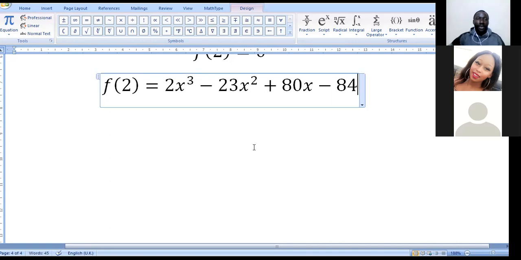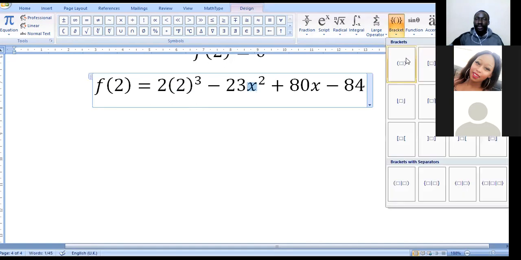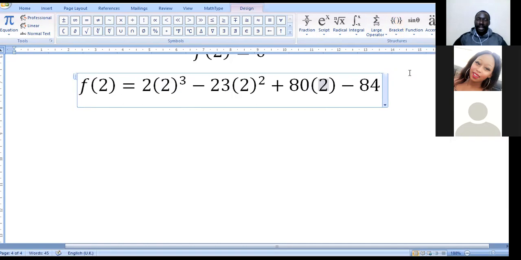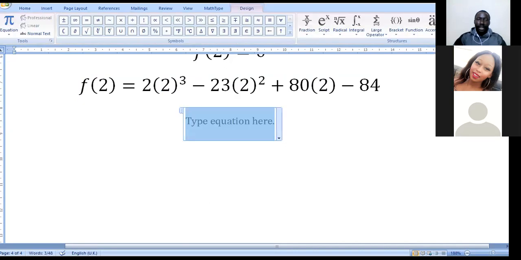So now for f of 2, we start the substitution right away. We'll have 2 for x here, then 2 for x here, and lastly 2 for x in this term. Let's see what we get. Do you have a calculator with you? Just do that calculation and let me know what you have got.